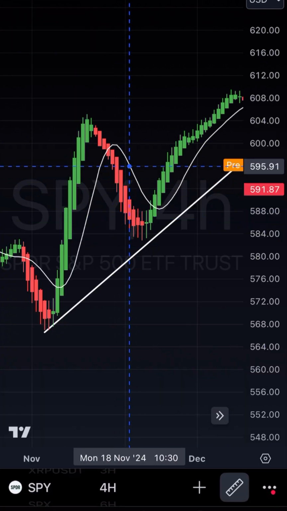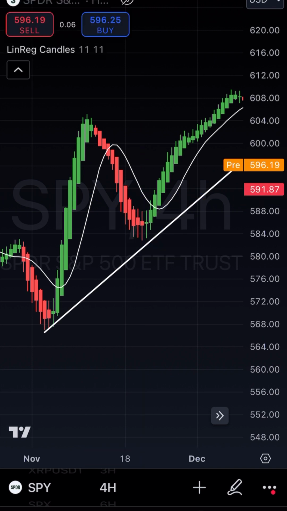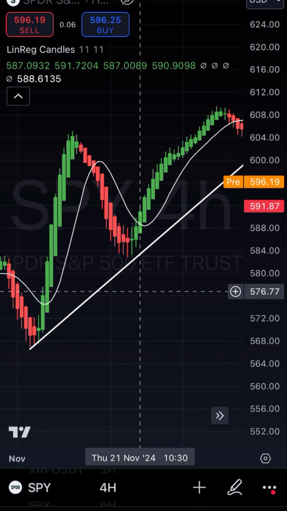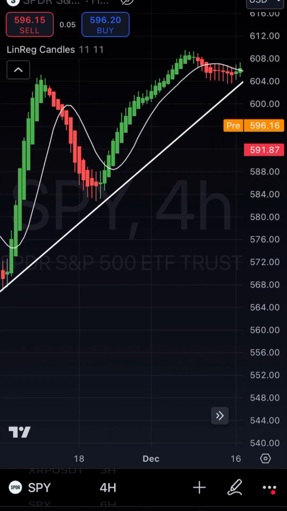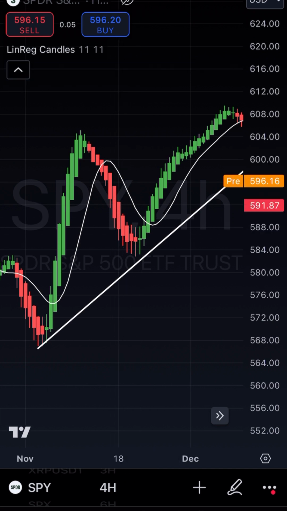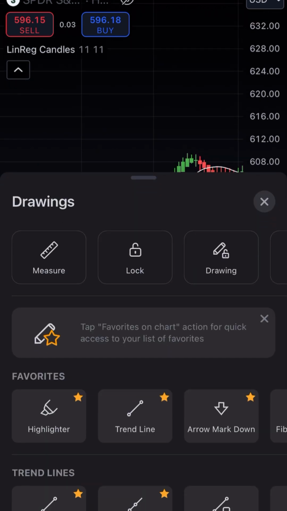This is going against the trend. So what you want to do is look for all the trades where it's going in the direction of the trend line here. This right here is going against the trend line. But you see another moment happen right here.